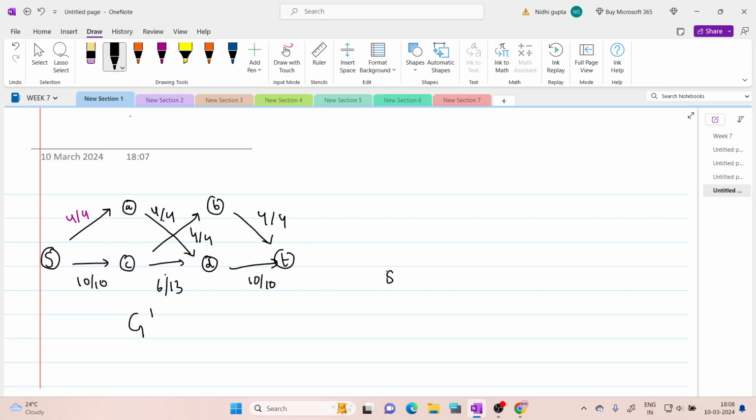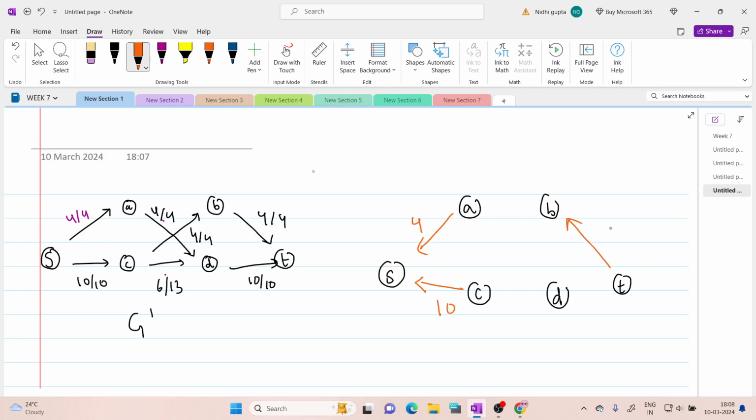Because S and T both are exhausted. We cannot increase any value from S. Yes, you are right. So if we see that, we'll only have backward edges going here, right? So this will be 4, this will be 10. If we construct the residual flow, this will also be 4 and this will also be 10.